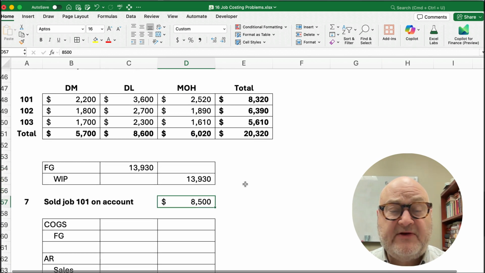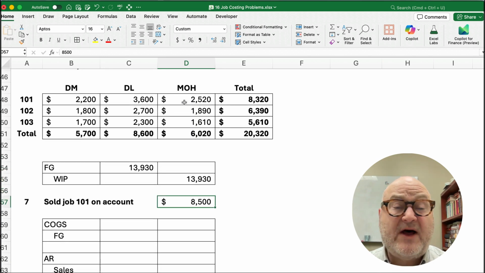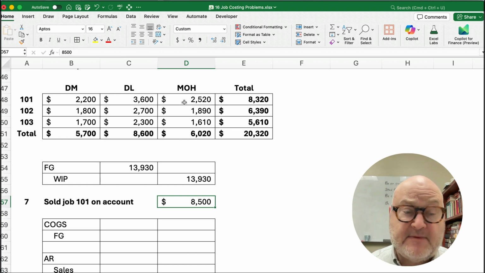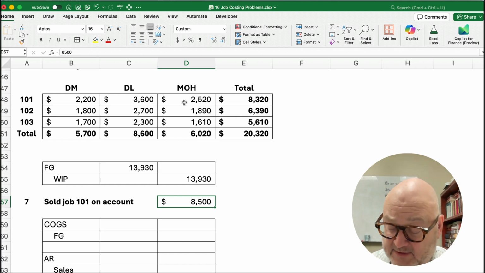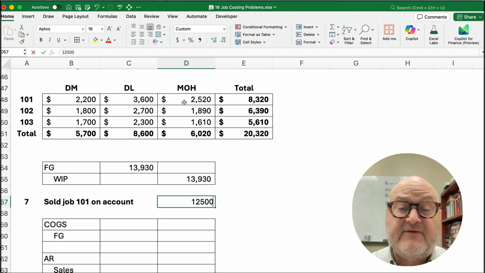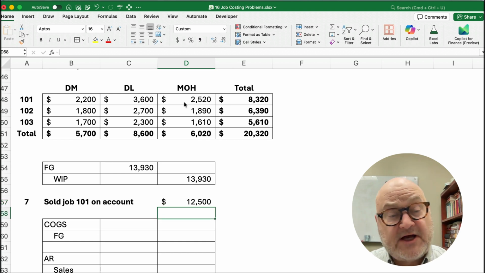Okay, now let's say we sold job 101 on account. Now I just put a placeholder here because I didn't calculate the cost of job 101 already. So I just said, well, let's sell it for $8,500. That's not going to be enough, right? We can't make a $200 profit on this. So let me change my selling price. Let's make it $12,500. Okay, so we sold job 101 for $12,500.